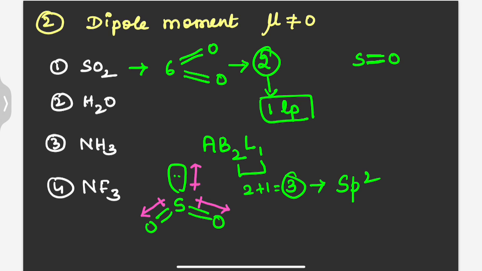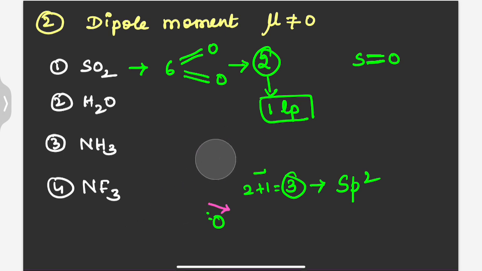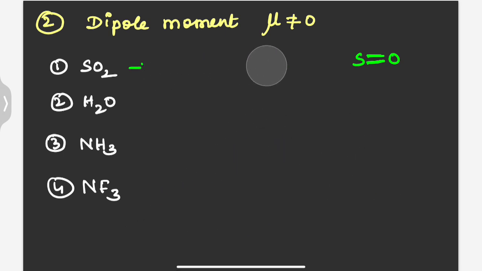Here the dipole moment is not equal to 0, because you can see these two are the same kind of atom giving some dipole moment, whereas this is a lone pair of electrons. The dipole moment given by this lone pair will be different. Therefore they will not cancel each other. As a result, the dipole moment is not equal to 0. So remember, dipole moment is not equal to 0 if a lone pair of electrons is present. Is that clear? So we'll go for the second example.